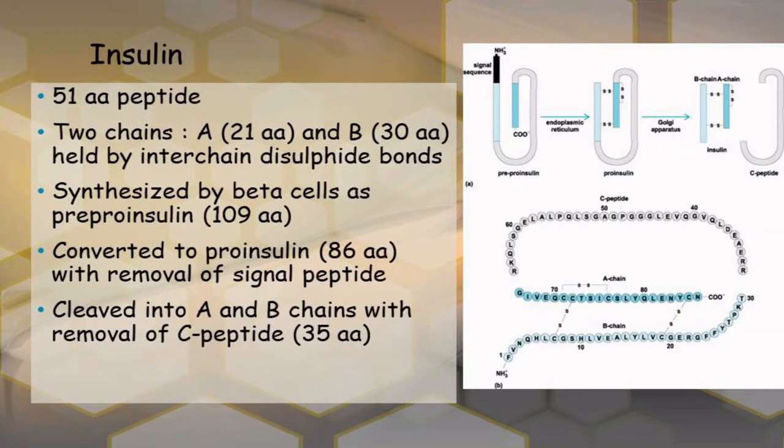So the insulin is actually synthesized in the inactive form as a pre-pro-insulin, as you can see in the figure that is given. So the signal sequence and an extra peptide is present in the pre-pro insulin, which is around 109 amino acids, almost double the number of amino acids required for insulin. And the pre-pro insulin is converted to pro-insulin by the removal of the signal peptide, which is almost 86 amino acids.